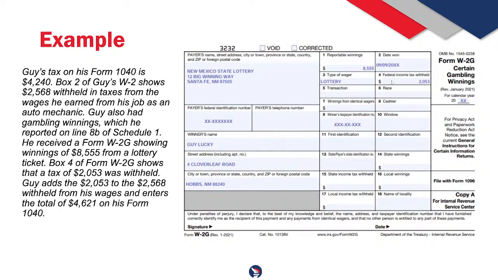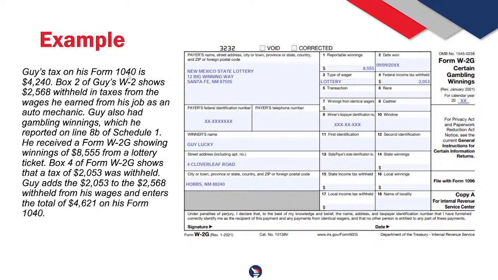The fact is that especially since this is from the state lottery, they're more likely to withhold taxes, and they did so here. I'm somewhat surprised they didn't withhold state tax, given that it's the state lottery, but at least they did withhold federal taxes. And so he's going to get a $2,053 credit on his taxes that he's already paid, and he's going to report the $8,555 as winnings.